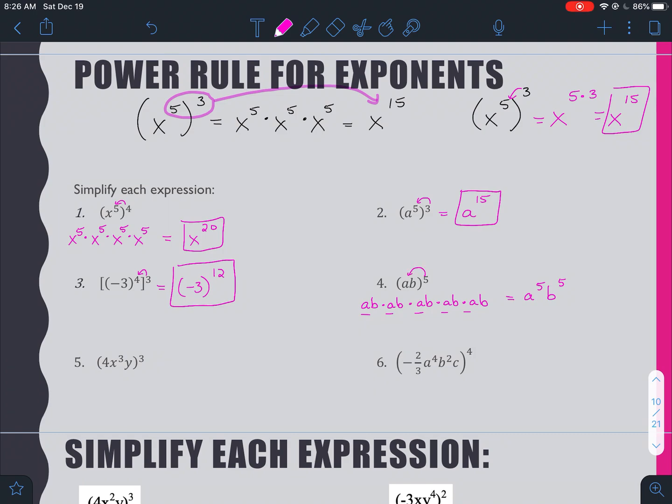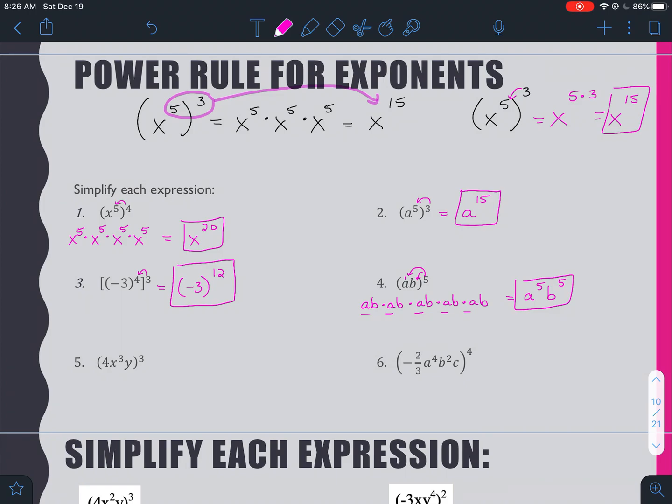Or, like I said above, if there's multiple terms on the inside, both expressions, or all 3 or all 4 expressions, would get the exponent. So this would be a to the first raised to the fifth power and b to the first raised to the fifth power. And so those would both become a to the fifth and b to the fifth.